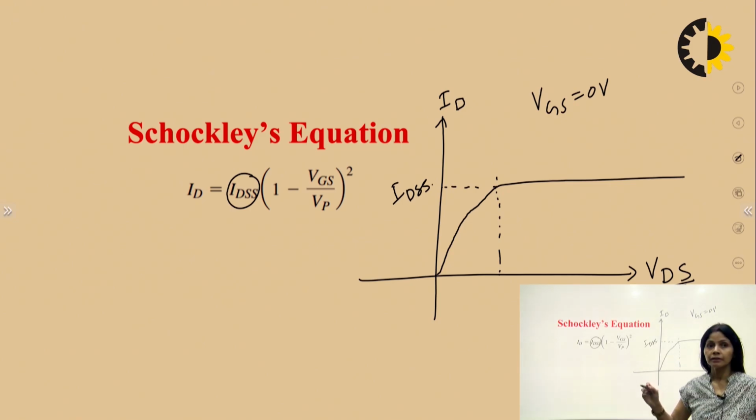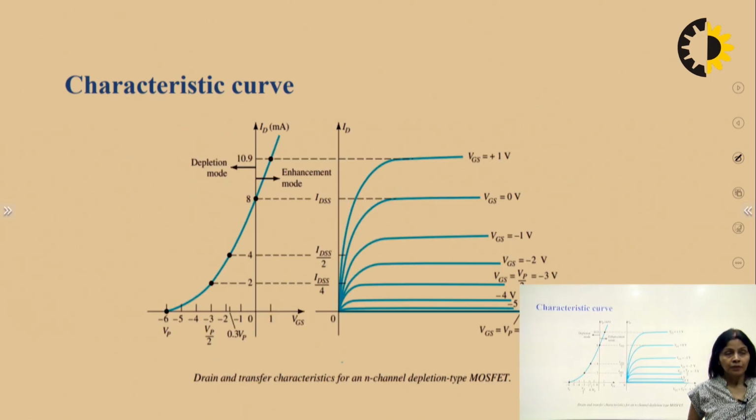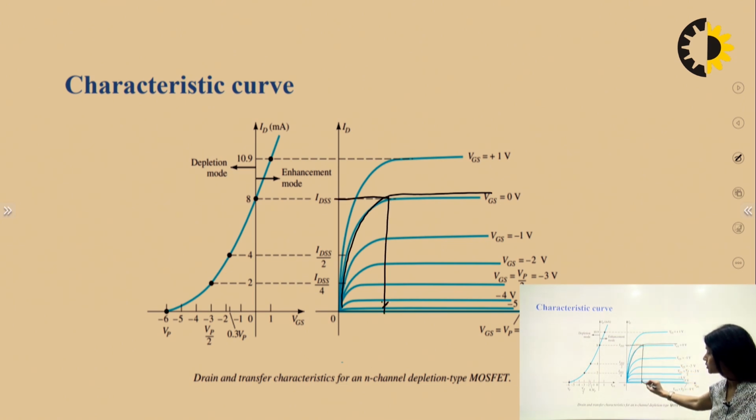Now, see here, we have this IDSS, and now we have VGS upon VP squared. What is VP here? At current IDSS, we have the voltage termed as VP. So you will explain for VGS equal to 0 volts, right? Now, this particular graph which I have shown is VGS equal to 0 volt. This is IDSS, and this particular voltage is known as VP, right?